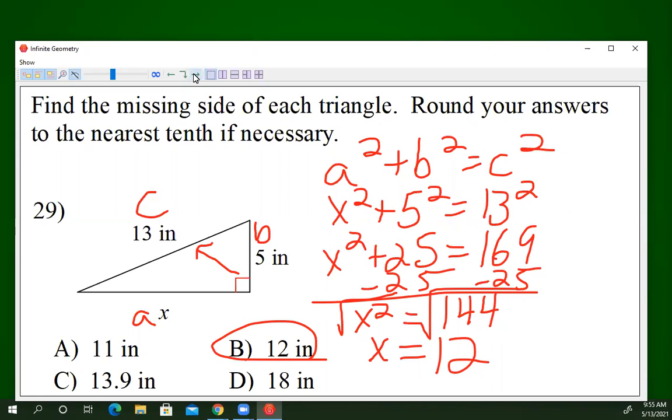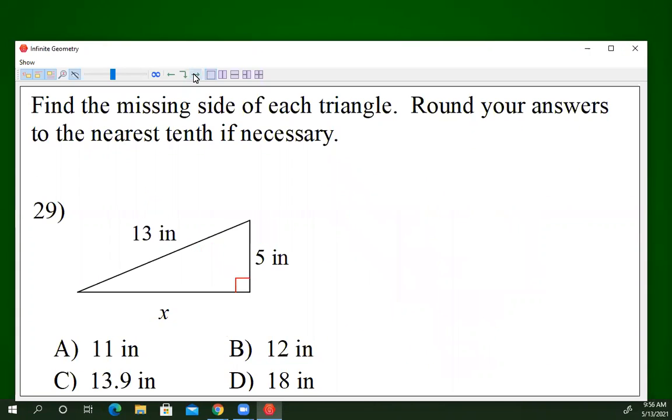Oh, I should have asked you before we started, what do I know about this answer before you even do anything? So pretend I didn't know the answer. What must this number be? Smaller than 13, because this has to be my biggest side. So let's see. Oh, look, you could have crossed off both of those. So already you have a 50-50 shot. That's pretty good. So even if you don't remember anything else, you can at least do that part and help yourself out quite a bit.